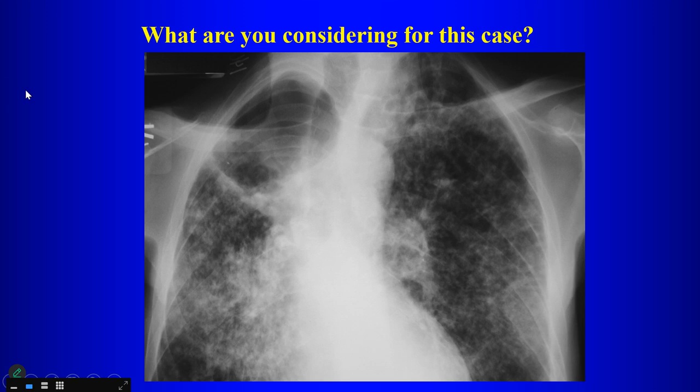What do we think is going on? Miliary. Well, you mentioned miliary. Is this miliary tuberculosis? Why not? Miliary nodules are smaller. These nodules are bigger, right? So they're not quite small enough for miliary tuberculosis. So what do we think is going on in this case then?